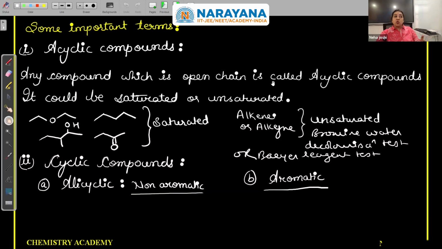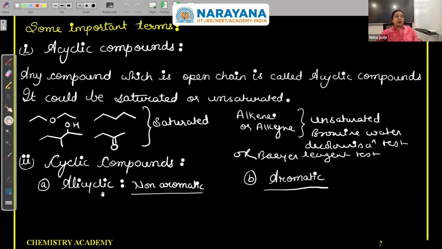Any compound which is open chain is called an acyclic compound. It could be saturated, it could be unsaturated. We are not referring to anything with respect to this. Any compound which is open chain is called an acyclic compound, like this ether, this alkane, all these are called acyclic compounds. Alkenes or alkynes are unsaturated but still are acyclic.